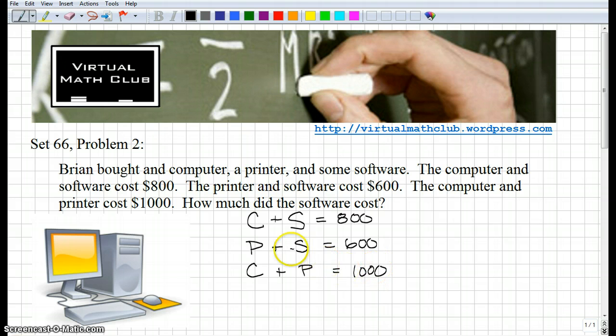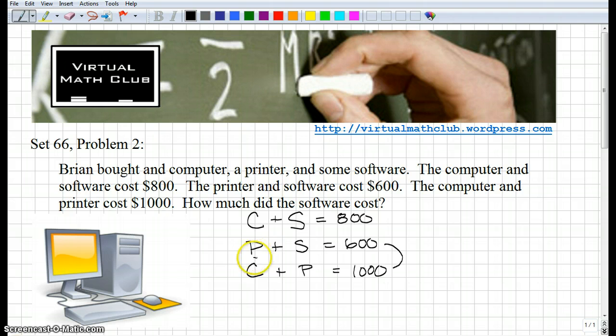Alright, well, we have 3 equations and 3 unknowns, so we ought to be able to solve this. There's probably a number of different ways that you can solve this. You could solve for C in terms of S and then do substitution, something like that. The first thing I saw, though, was if I look at these 2 equations and if I subtract one from the other, then the P's will go away and I'll be left with C and S.